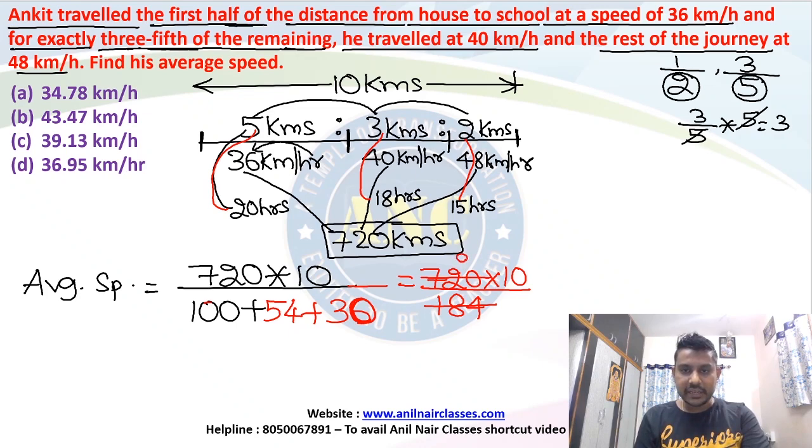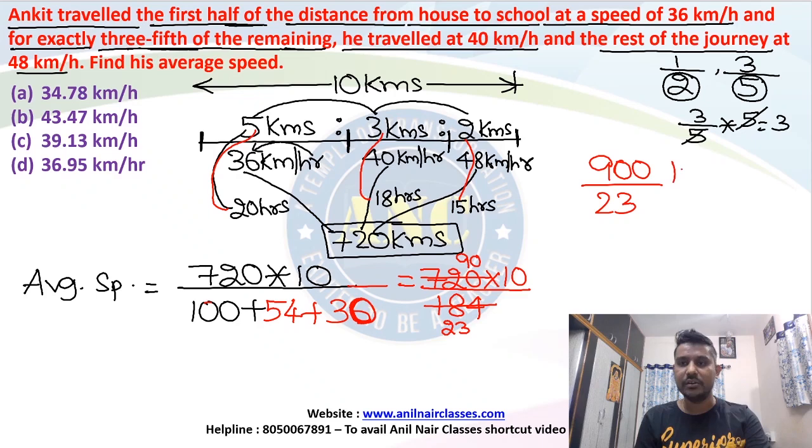8 into 90 is 720. 8 into 2 is 16 and 8 into 3 is 24. Yes, so 900 divided by 23 should be the answer for this question. 23 only, right? Because 23 into 8 is 184. Yes, 900 divided by 23 kilometers per hour should be the final answer.